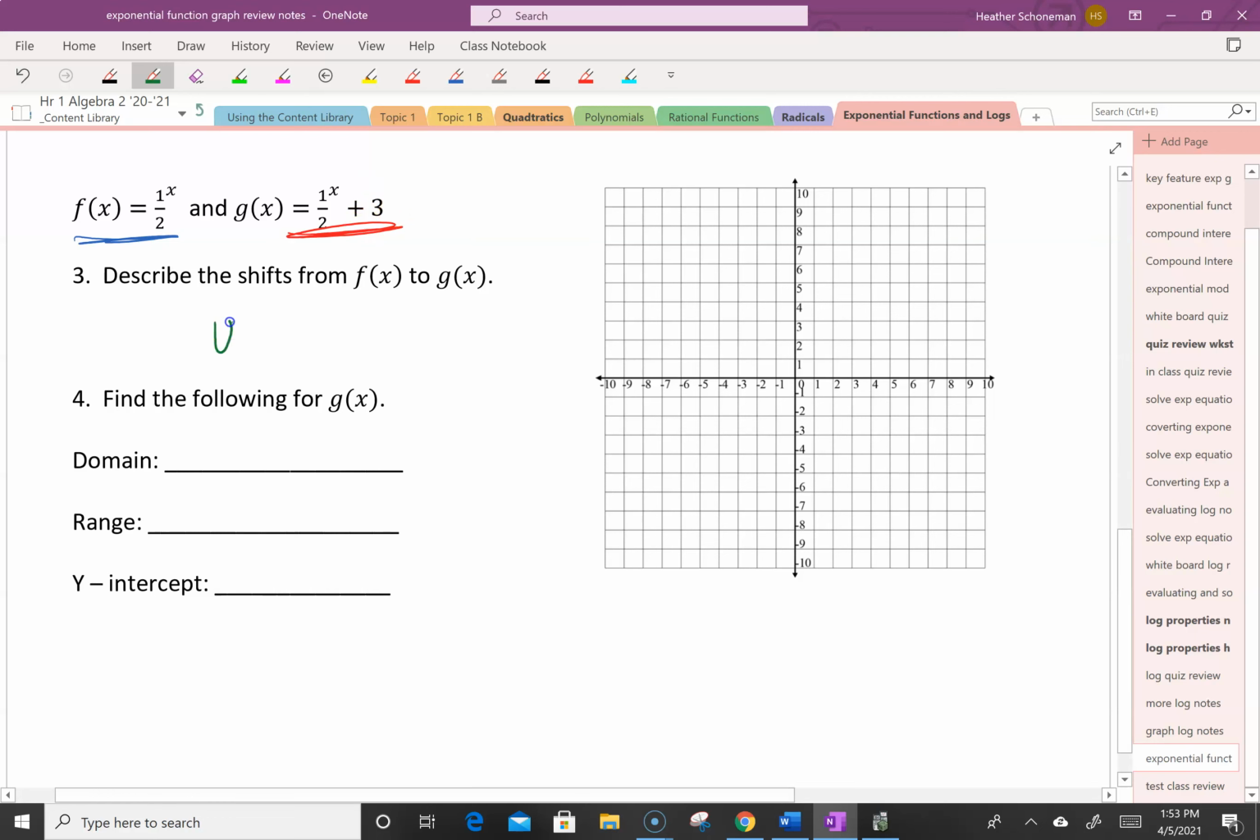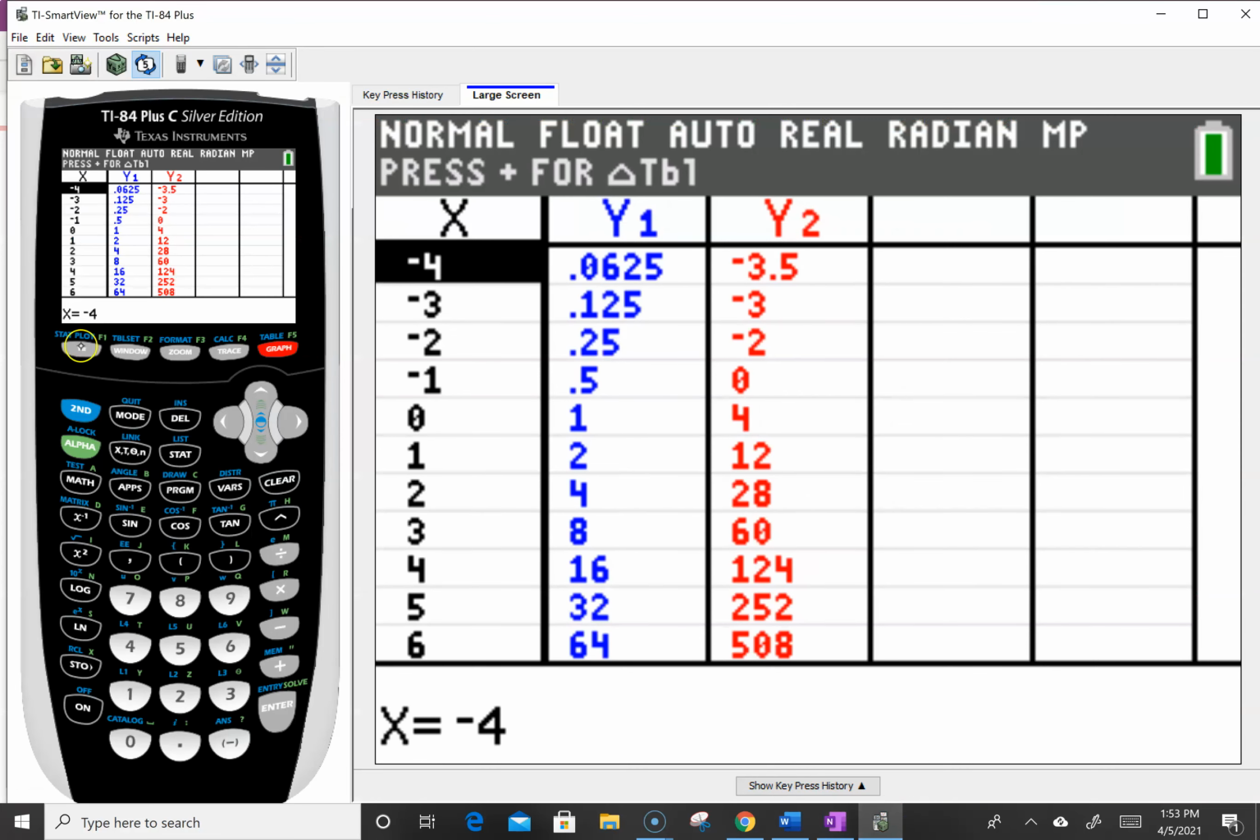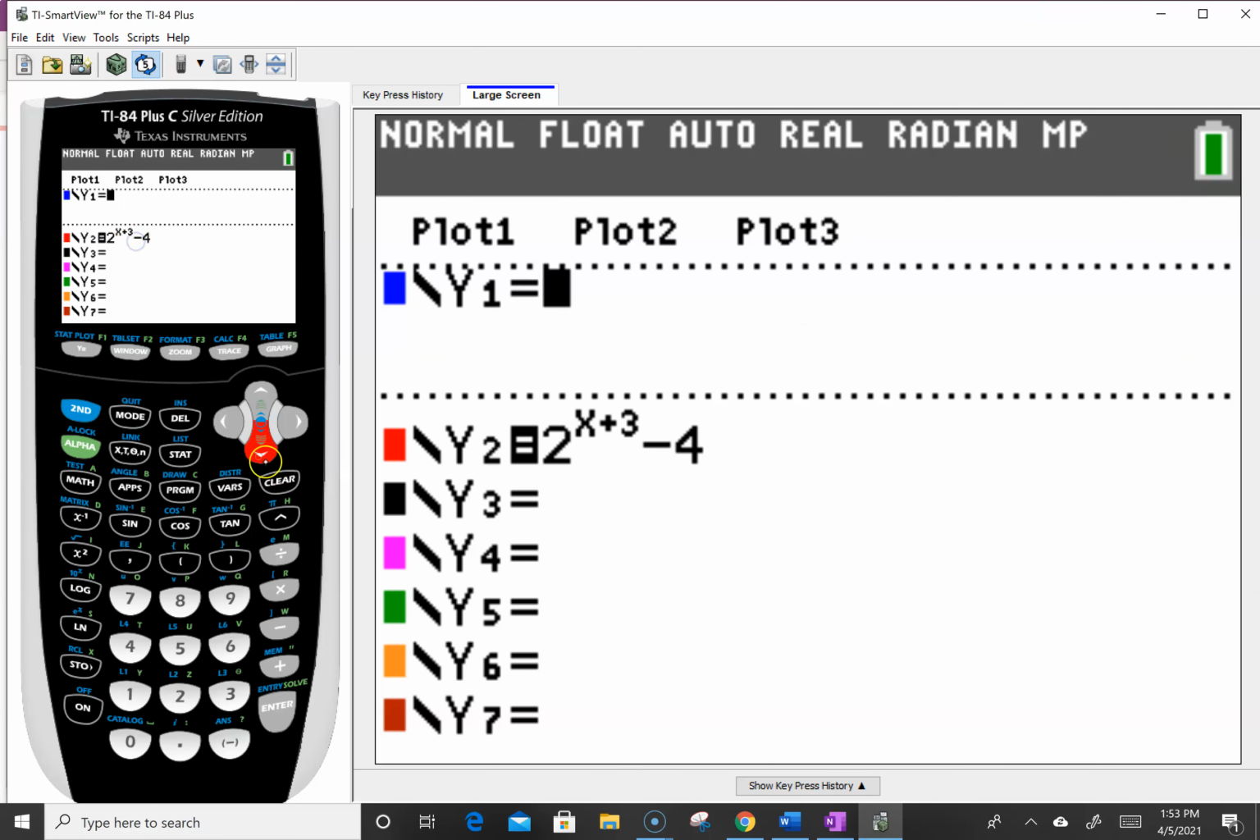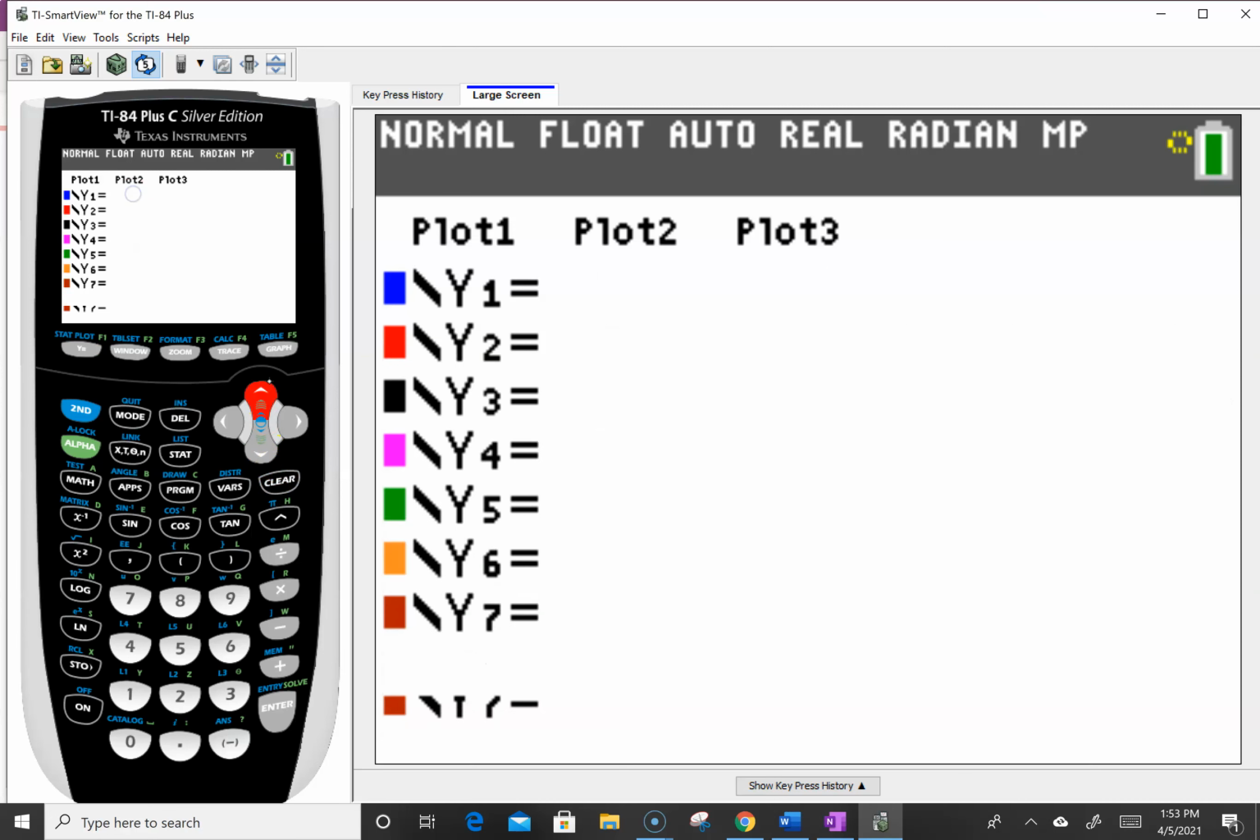This one adds 3, so it's going to go up 3. So now let's see if we can graph it. I'm going to go to my calculator, go to the y equals, and clear out anything that's in there. Okay, and when I do that, now I'm going to put the new ones.